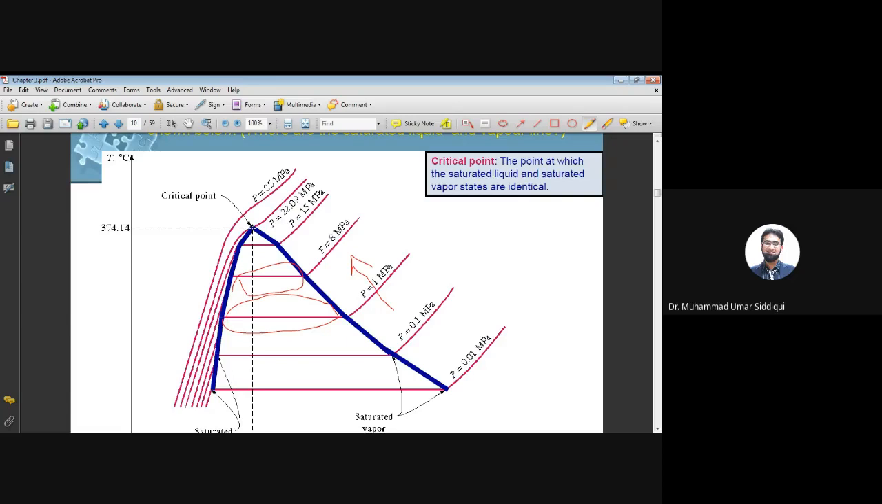So there is no saturated liquid-vapor mixture region, and that specific point is known as the critical point. So what is the critical point? It is the point at which the saturated liquid and saturated vapor states are identical.